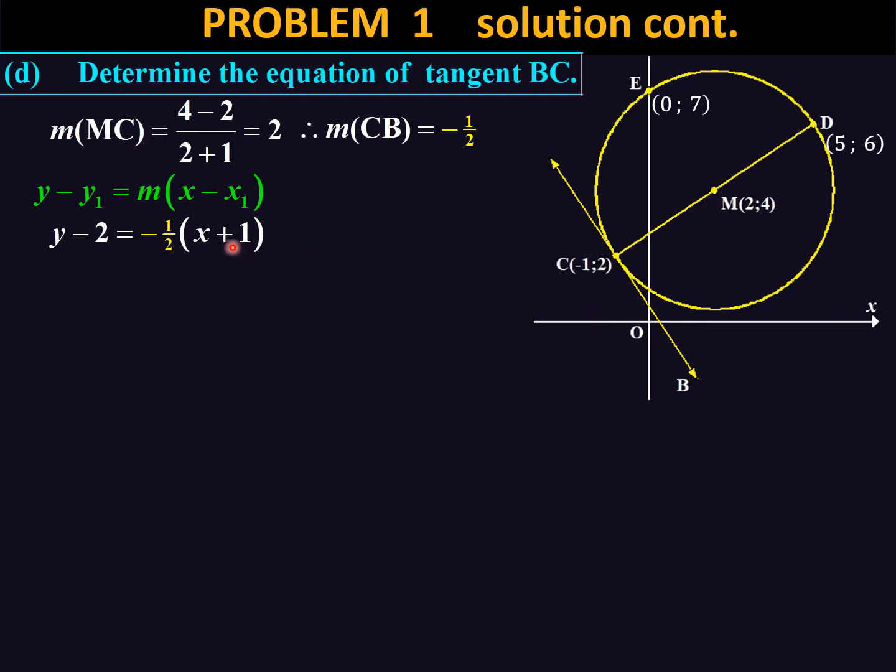That negative 1 becomes a positive 1. That 2 becomes a negative 2. Then just tidy that up. And there we have the equation of a circle.